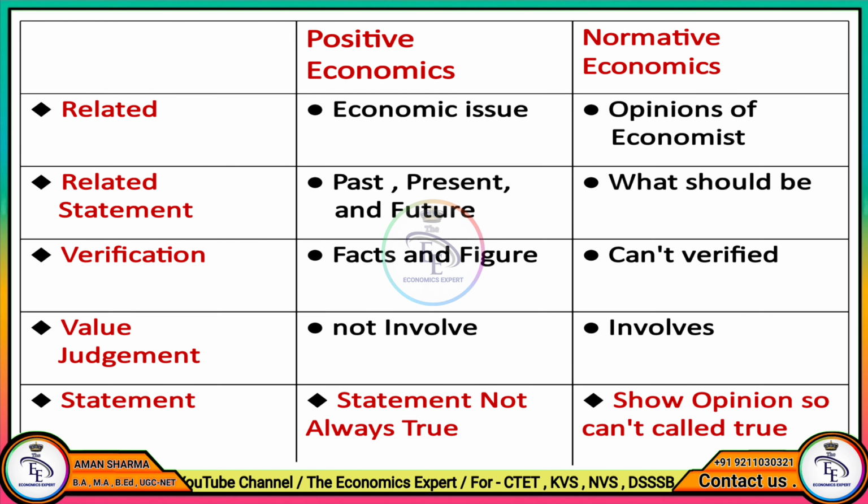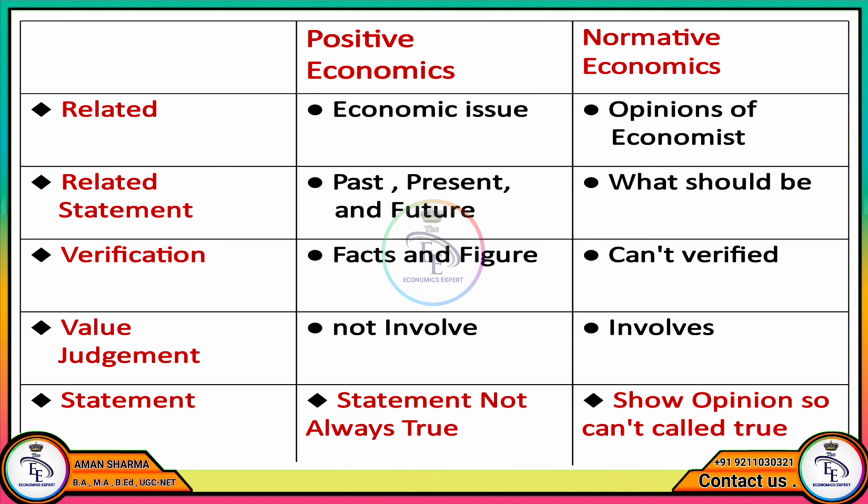So guys, we have 5 key points. With the help of them we can understand the difference between positive and normative economics. First is related to. Positive economics is related to economic issues, but normative economics is related to opinions of economists. Second one is the statement. Positive economics is related to statements of the past, present and the future, but normative economics is related to statements of what should be.